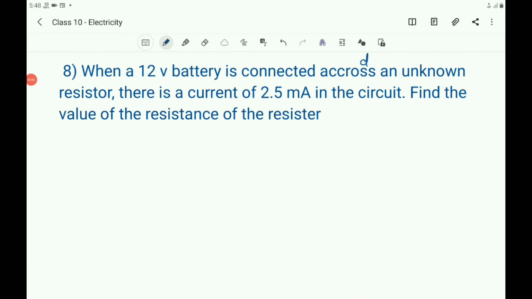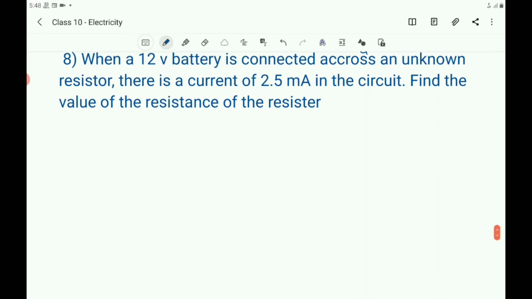Now the question number 8. When a 12 volt battery is connected across an unknown resistor, there is a current of 2.5 milliampere in the circuit. Find the value of the resistance of the resistor. Here the voltage of the battery is given, that is 12 volt, and also the current in the circuit is given, that is 2.5 milliampere. We have to find the resistance of the resistor.